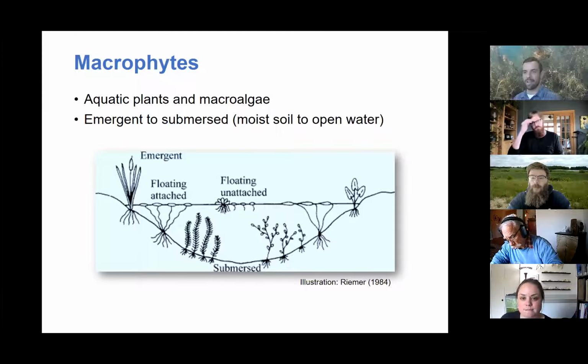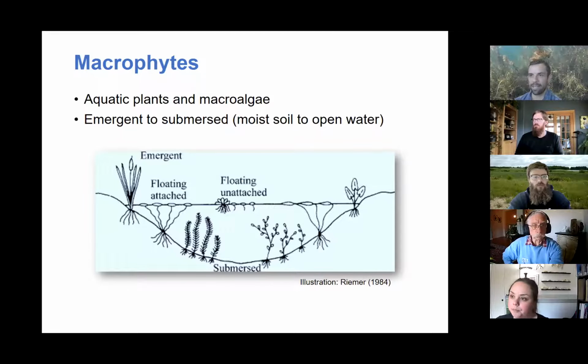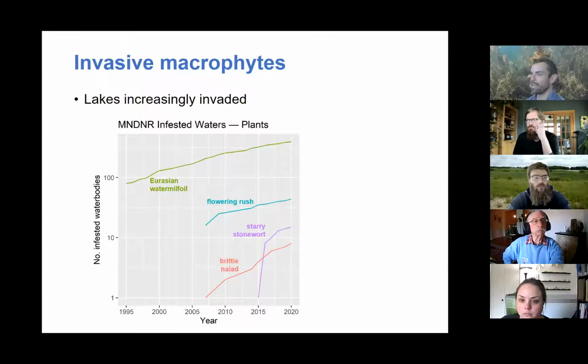So first off, what's a macrophyte? Aquatic plants and macroalgae. These can span from plants like cattails or other emergent plants that occupy moist soil and wetlands out into floating and submerged plants that grow in open water in lakes. So that's the focus for today.